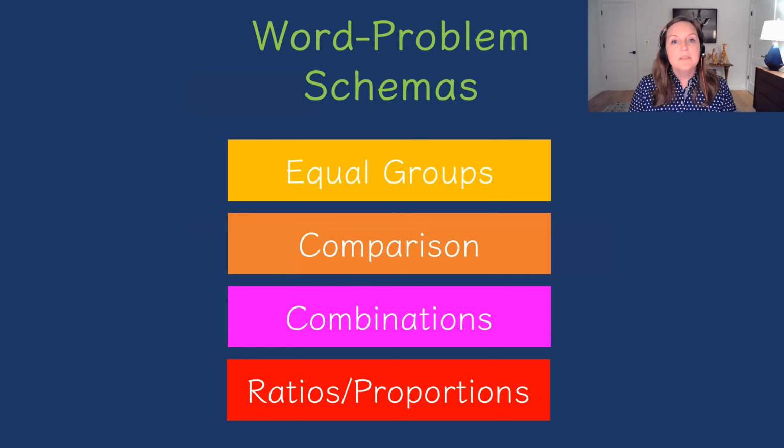So to review, there are 4 word problem schemas related to multiplication and division. First, we talked about the equal group schema, where we have groups with an equal number in each group. Then we talked about the comparison schema, where I have a set multiplied a number of times. Then we talked about the combination schema. Are we making combinations? We multiply one set by another set. And finally, we talked about the ratios or proportion schema, where we're looking at those relationships among quantities. If this is to that, then this is to that.